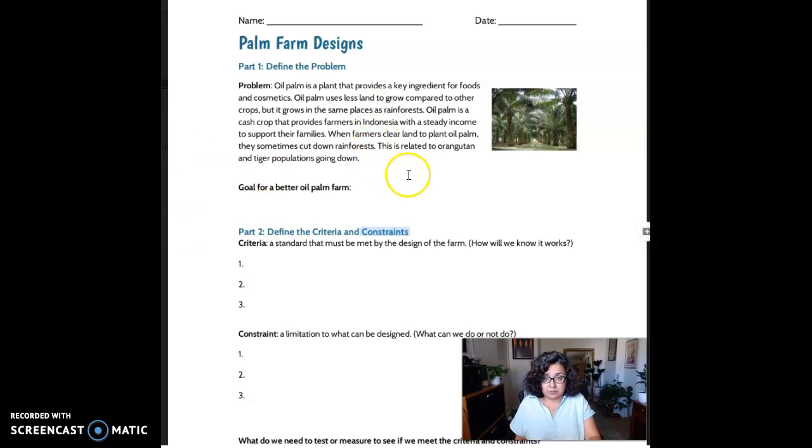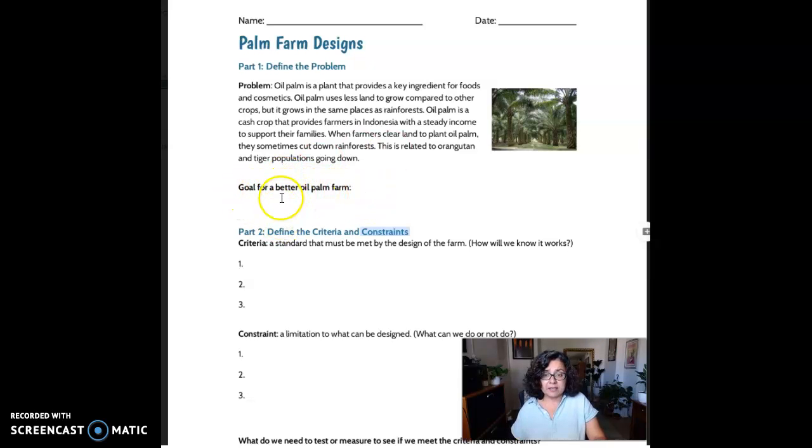So here's your problem. We know these are the things that are happening. We know that farmers are getting paid, they have a life that they can support by having those palm oils. Basically, we know that it's not a simple problem. It's a little bit complicated. So what we want to do is, our goal is for a better oil palm farm.